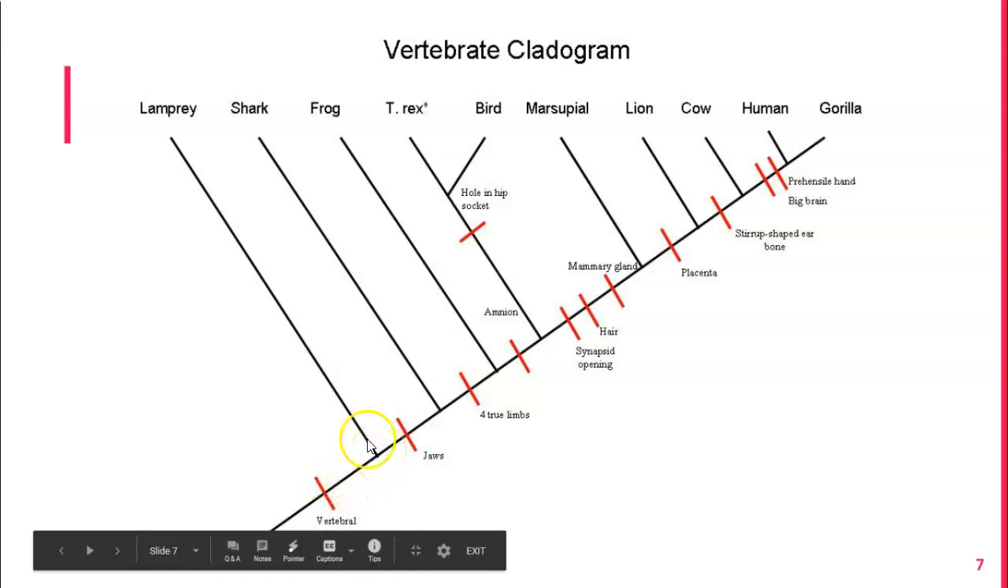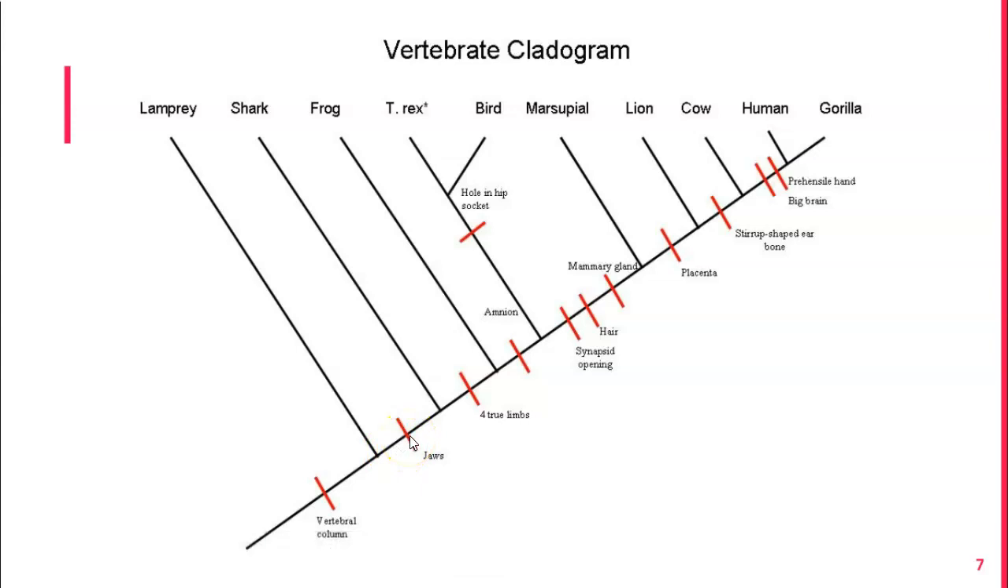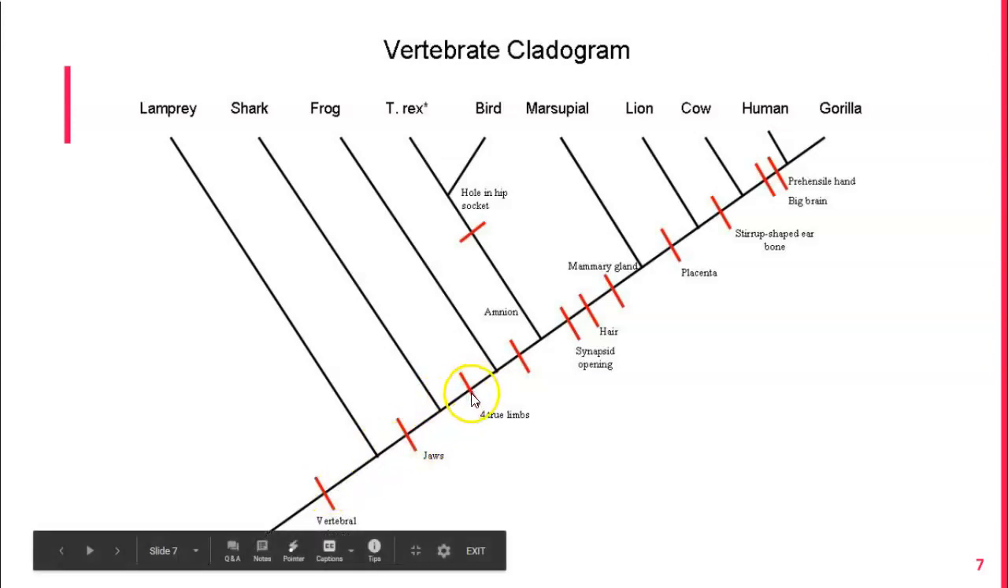So that means this lamprey does have it. But jaws comes after the line for lamprey. So a lamprey does not have jaws. That means that everything to the right of this red line would have jaws. So then we have a shark. Well, you know a shark has jaws because there's literally a movie called that. And then four true limbs. Well, you know sharks don't have four limbs. So that means that everything to the left of this does not have four true limbs.